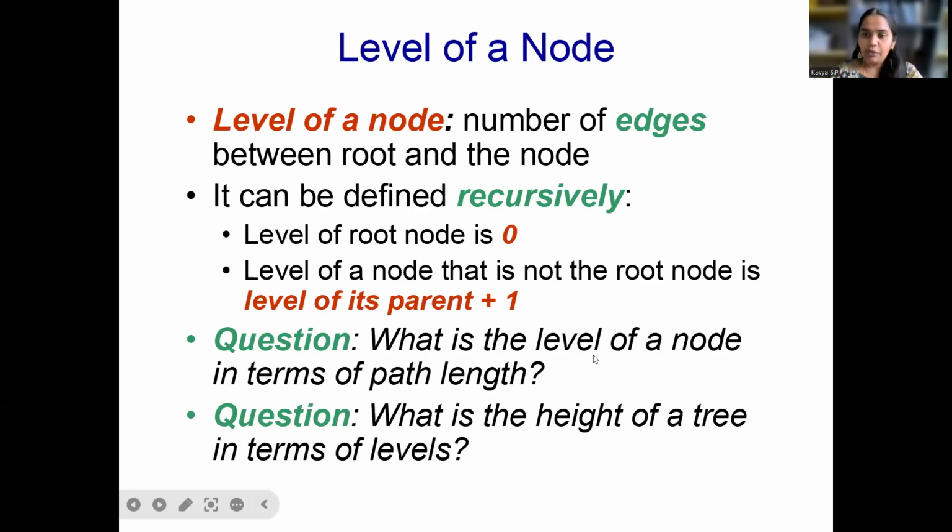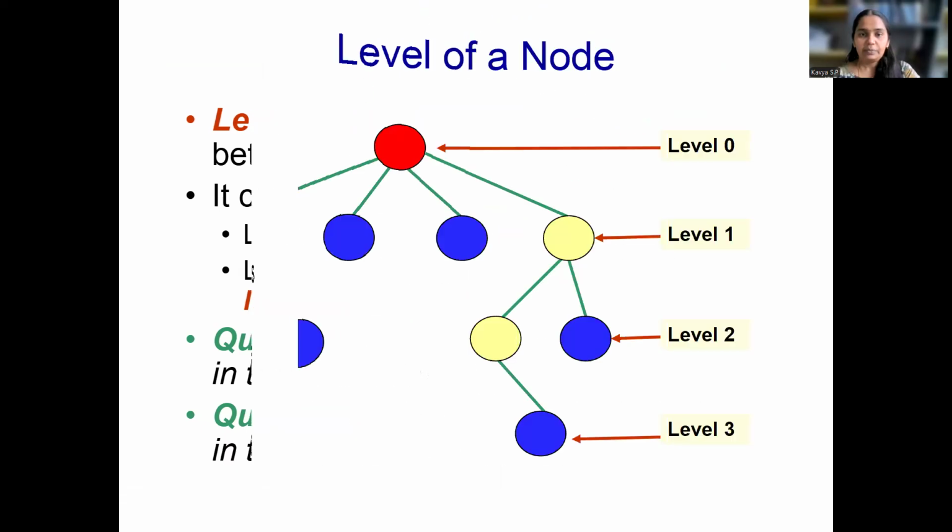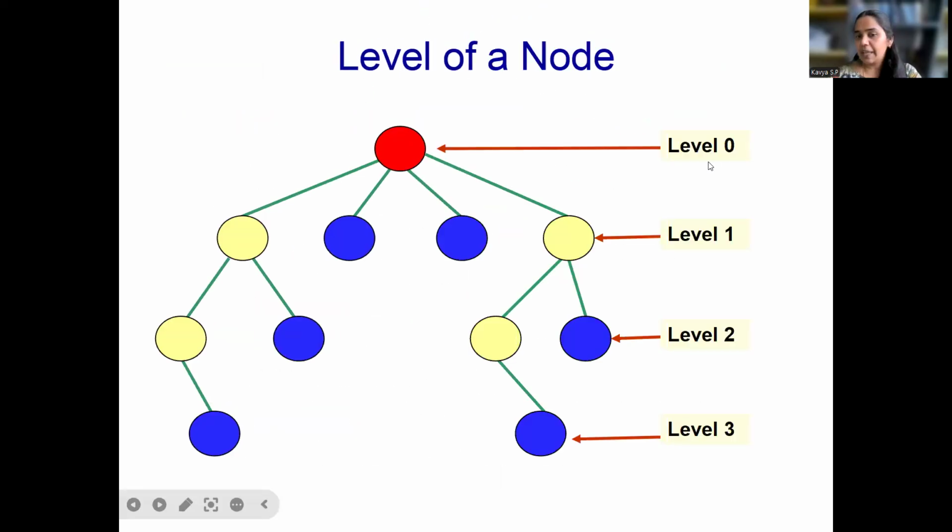See here, I'm putting forth again a simple question. What is the level of a node in terms of path length? This is question number 1. And the next is, what is the height of a tree in terms of levels? So I have put forth two simple questions which you can try to answer. So this is how you'll calculate level.